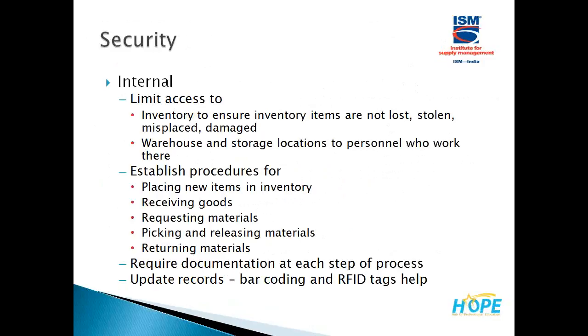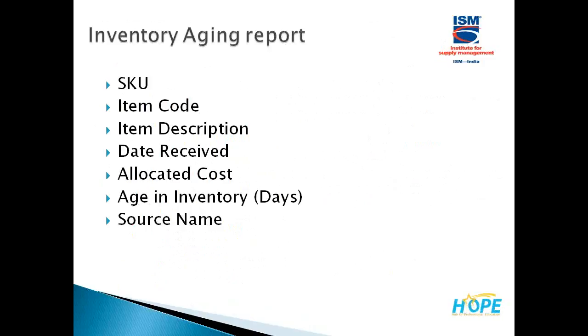Security of inventory is very important. You can secure it by ensuring the items are not lost, not stolen, not misplaced, and not damaged. You can establish a process for placing new items in inventory, receiving goods, requesting materials, picking and releasing materials, and returning materials. Mostly people use barcode and RFID tags. You can also make inventory aging reports, using the SKU, item code, item description, date received, allocated cost, age of inventory, and where you received the inventory from.